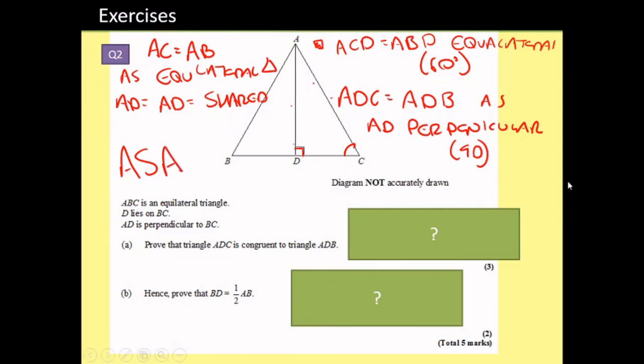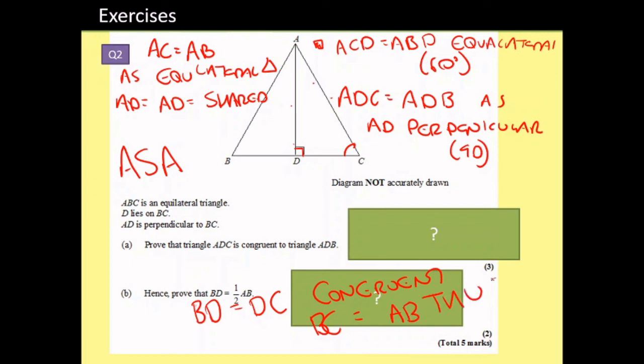Now, so hence prove that BD is half of AB. Now we know that BD has got to equal DC, and the reason is because it's congruent, as we proved previously. And because it's an equilateral triangle, I know that BC must equal AB. So I'm going to put thus BD must be half of AB.